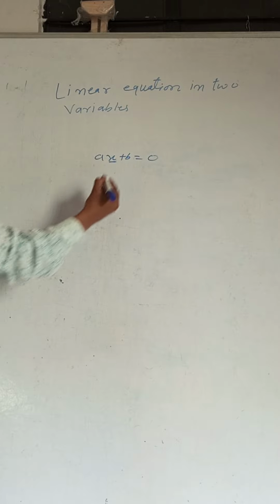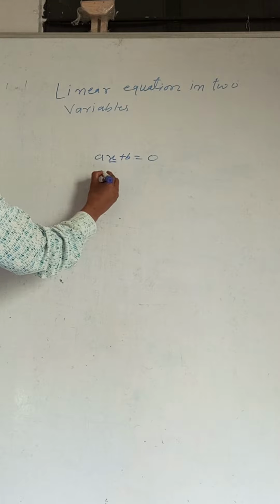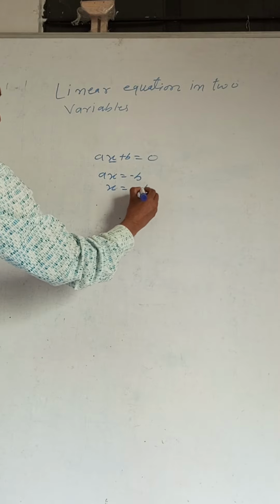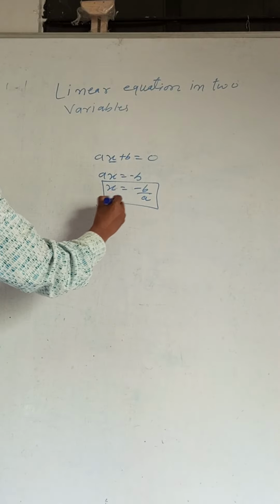This is called the variable. Variable means the value that changes or varies. So in that we can write it like this: ax is equal to minus b, or x is equal to minus b by a. This is the solution of a linear equation in one variable.